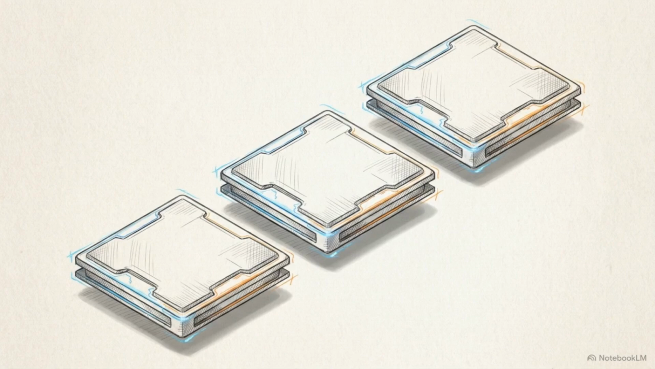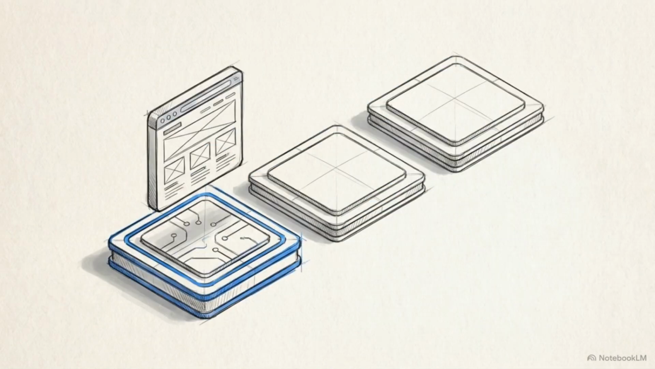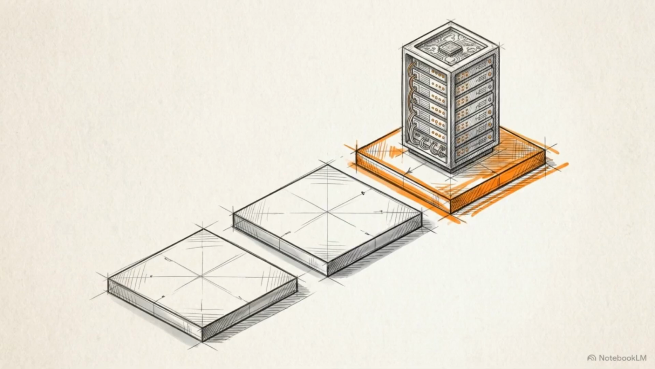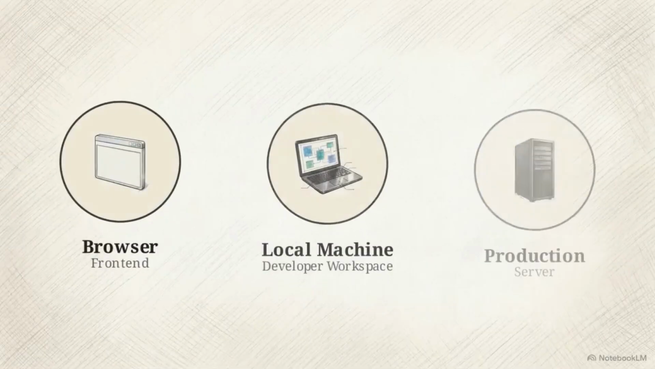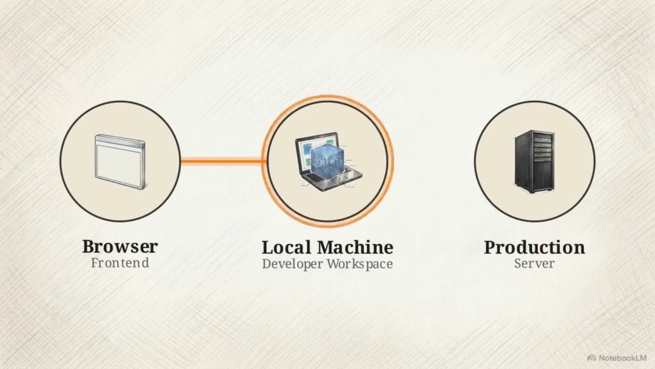This transit requires managing three distinct layers of state: the user's browser, the developer's local machine, and the global production server. To understand how this architecture actually operates, we have to trace the lifecycle of a single interactive feature across all three of these environments.